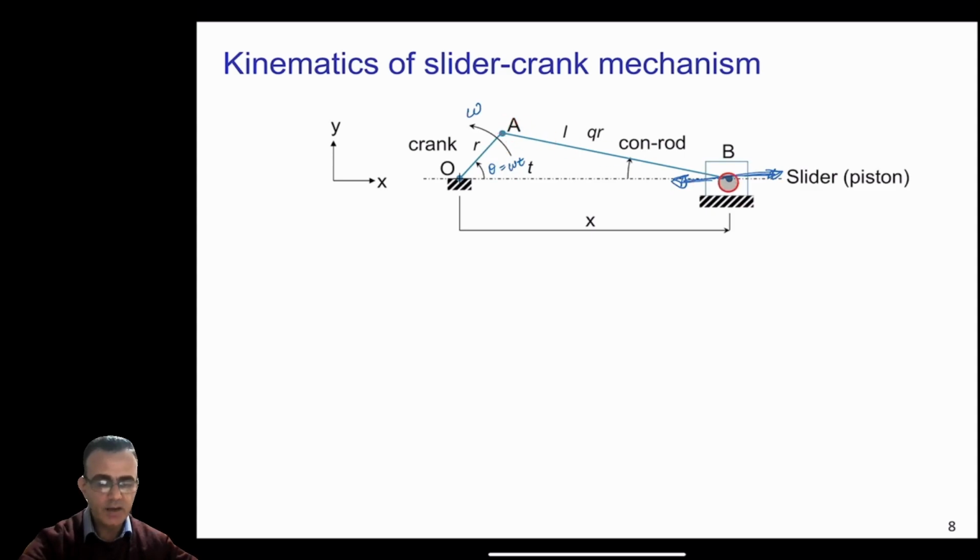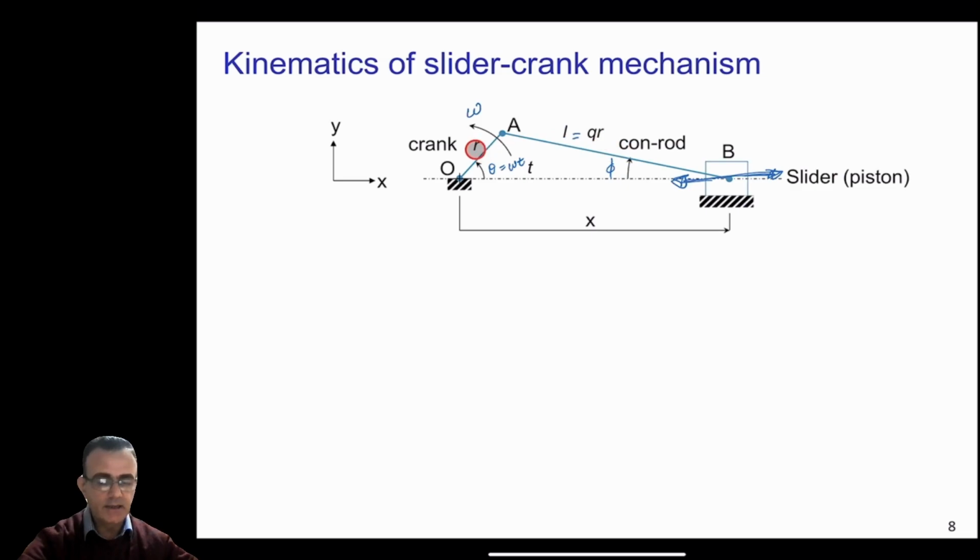Now the distance from A to B is our connecting rod, which is connecting the crank with the piston here. We can call it a con rod or connecting rod, and this angle we can call phi here. And again, the length of the connecting rod is L equal to qR. So q is just a factor. This means that the length of the connecting rod is normally greater than the length of the crank, and this is a factor which can be greater than 1. So it can be 3, 4, or 5.